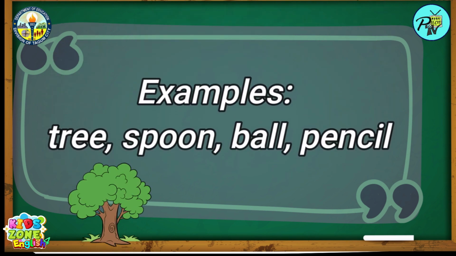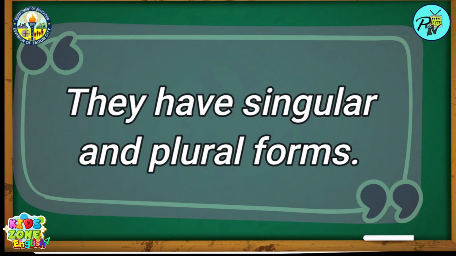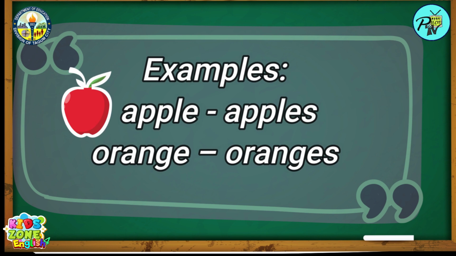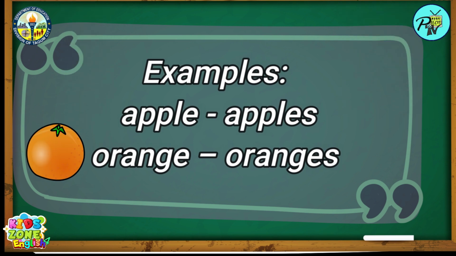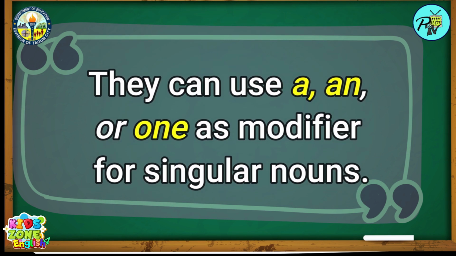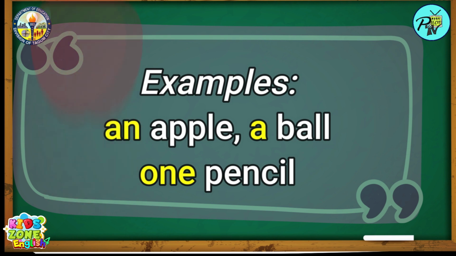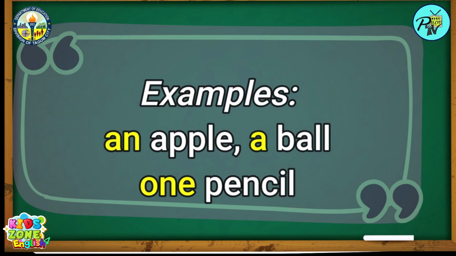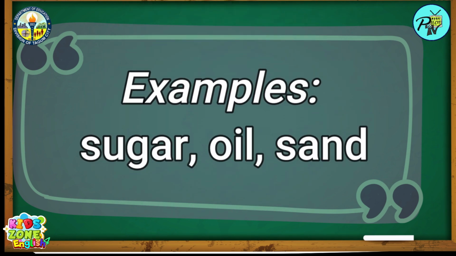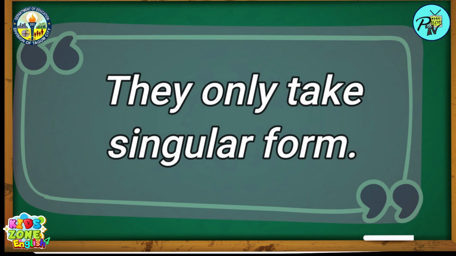Examples: tree, spoon, ball, pencil. They have singular and plural forms. Examples: apple, apples, orange, oranges. They can use a, an, or one as modifier for singular nouns. Examples: an apple, a ball, one pencil. Mass nouns are uncountable by a number. Examples: sugar, oil, sand. They only take singular form.